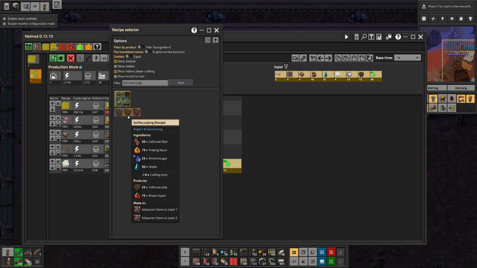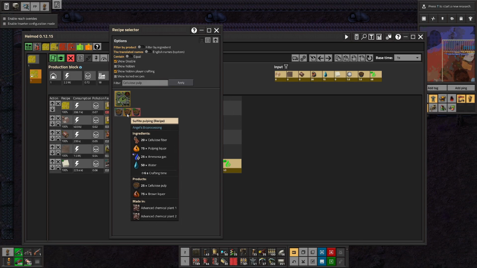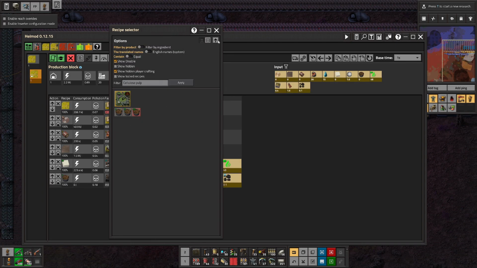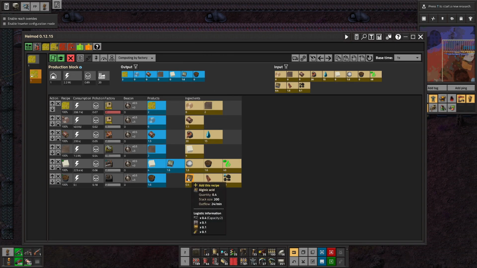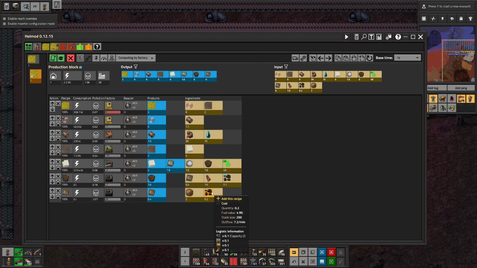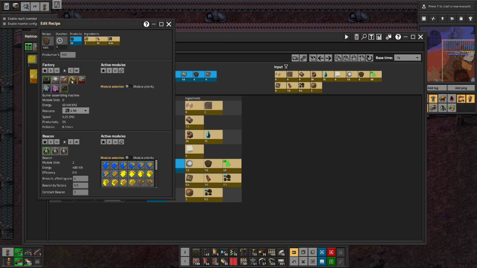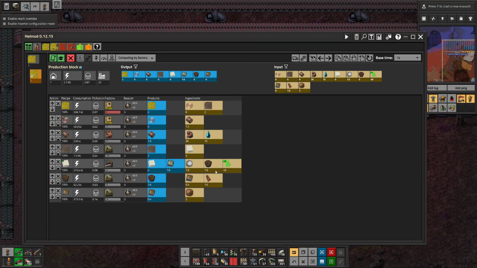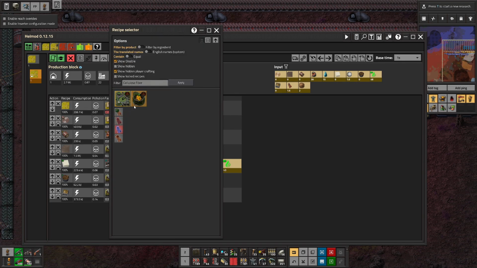We can get the sulfite, or the cellulose pulp, brown liquor, pulping liquor, ammonia gas. Now this would be the best option, but that's a lot of infrastructure we just don't have. Not at the moment. Alginic acid, brown algae. And the cellulose fiber can come from green algae.